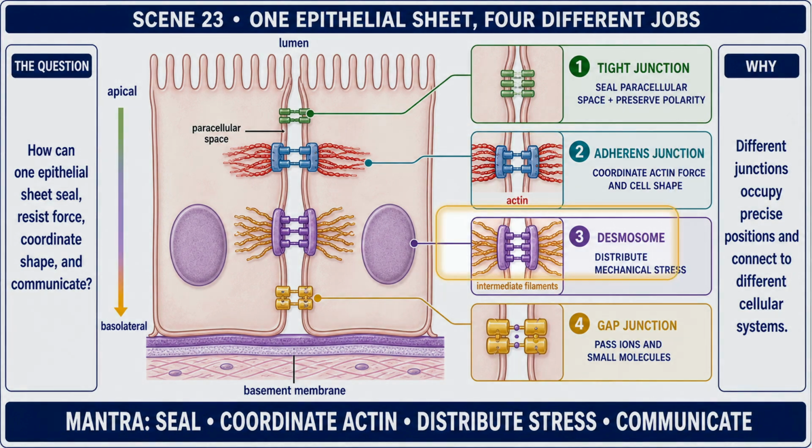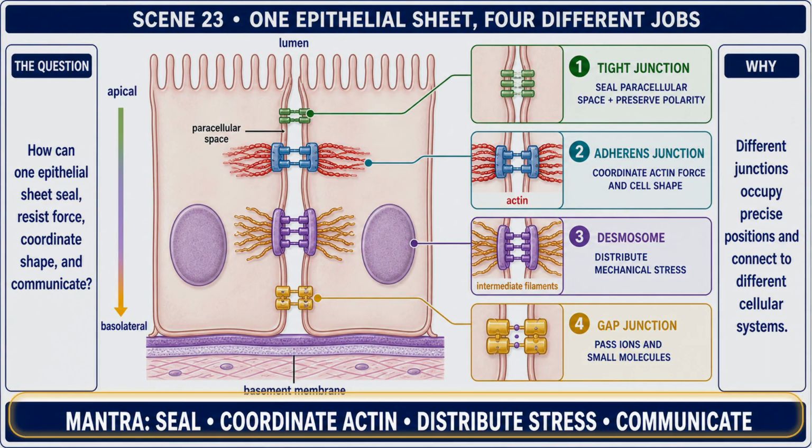Lower on the lateral surface, desmosomes act as discrete spot welds. They connect to keratin intermediate filaments and distribute mechanical stress. Gap junctions do something completely different. They form small aqueous channels through which ions and selected small molecules can pass directly from one cytoplasm to the next. Notice the logic of the map. Tight junctions seal. Adherens junctions coordinate actin. Desmosomes resist stretch. Gap junctions communicate. The structures share one cell border, but each contributes a distinct tissue-level function.